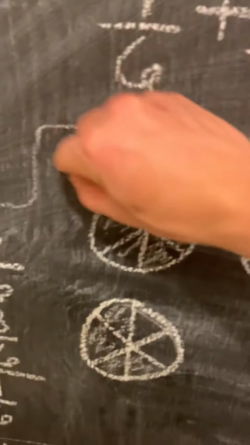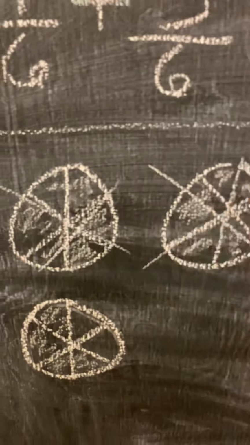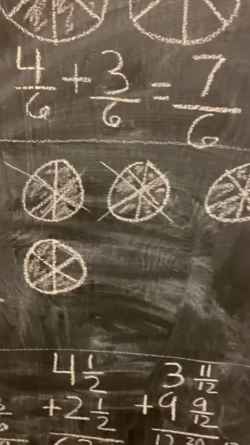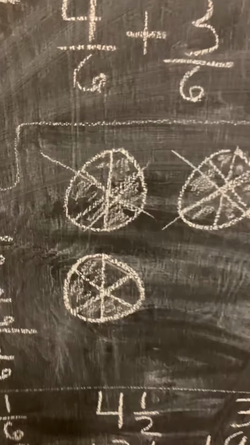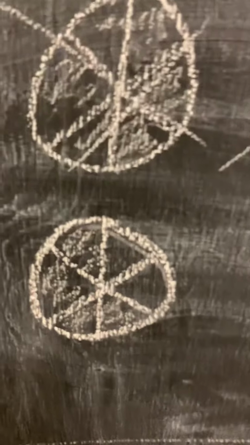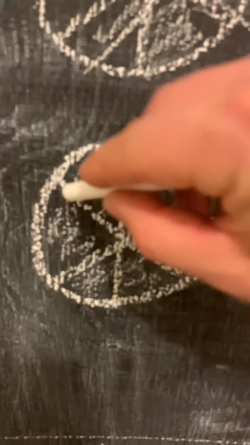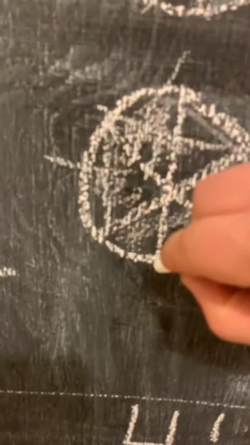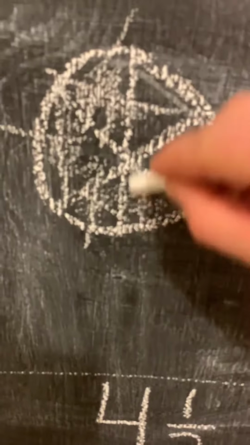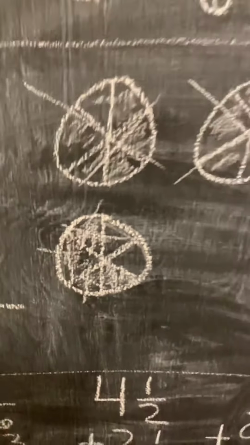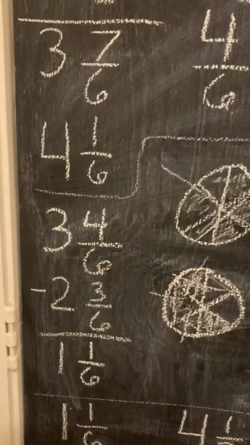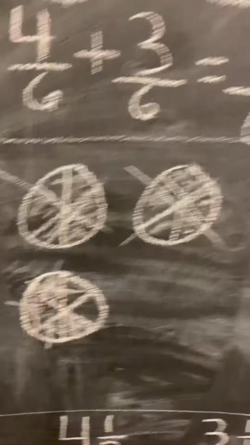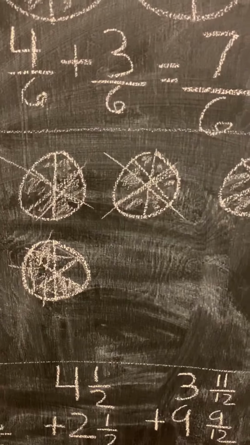Now they want us to take away 2 and 3/6. So let's just take away 2 whole ones. Okay, you guys are gone. And now they want us to take away 3/6. Let's go ahead and work over here at our fraction, our 4/6, and let's take away 3/6 of it. Take away 1, take away 1, and take away 1. So the only one that's left is this one, okay? So if we start off with 3 and 4/6, and we take away 2 and 3/6, what are we left with? We're left with 1 and 1/6.